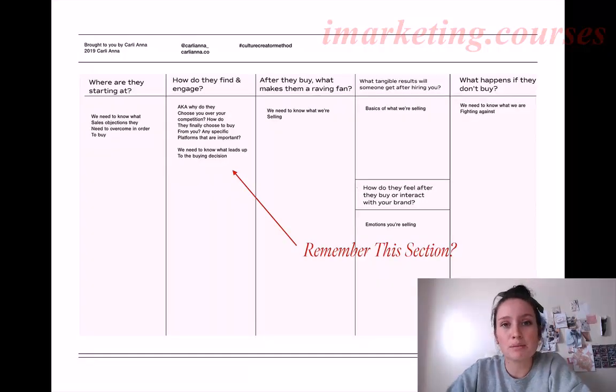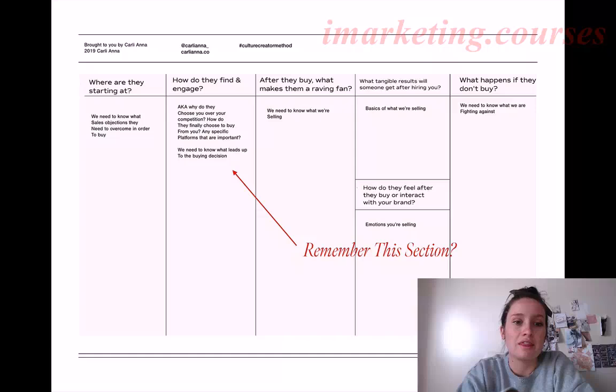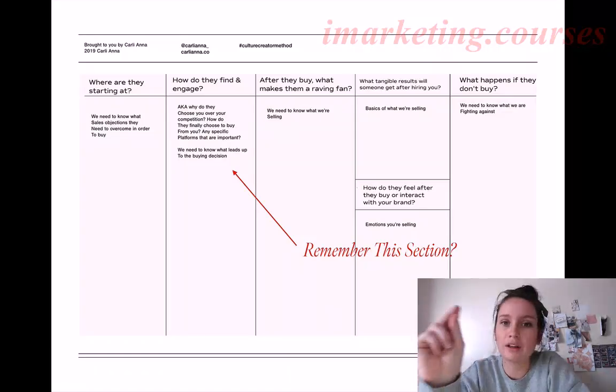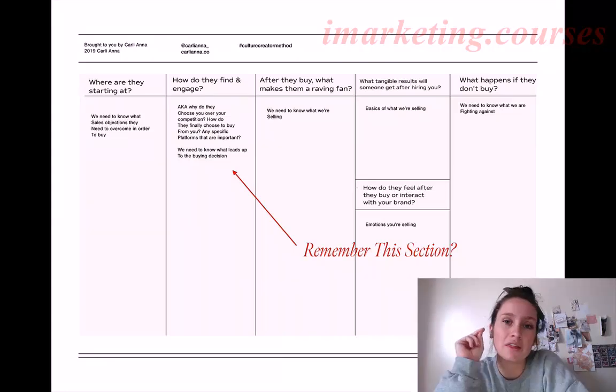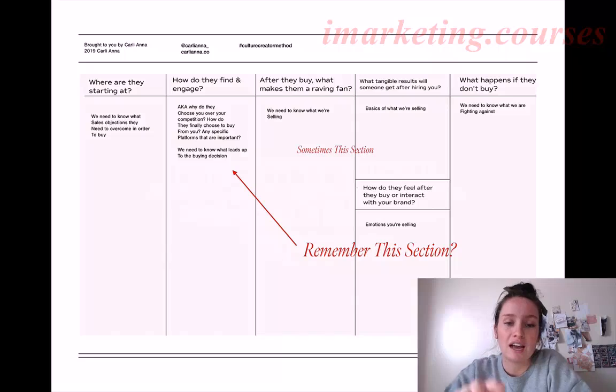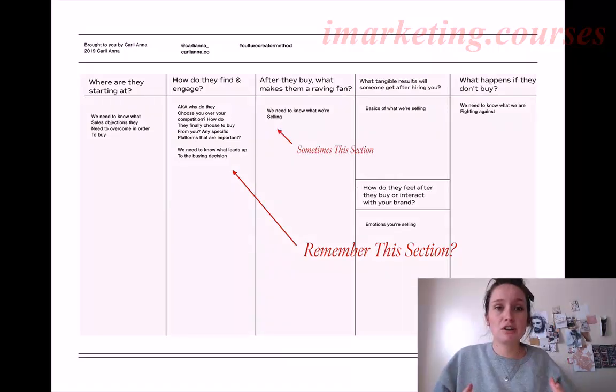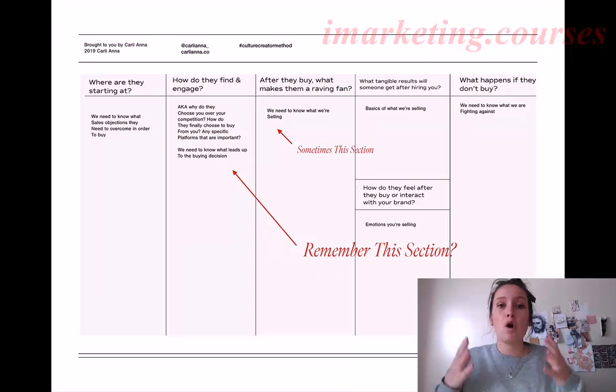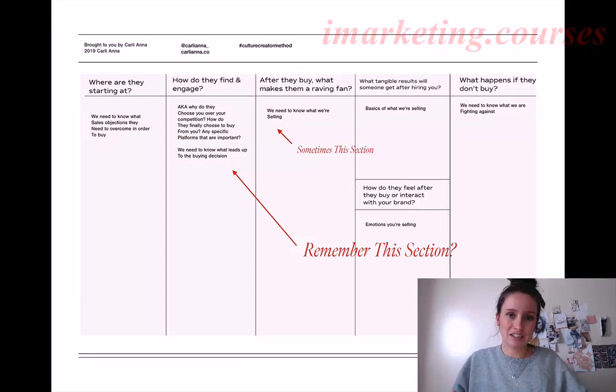Now, if you remember this part of the strategy session, the how do they find and engage with you, you're going to get some really great pieces of gold in here that you can bring in and potentially be the differentiating factor. And sometimes this section as well, what makes them a buying fan, because in this part of the strategy session, you're really talking about why is it that people hire you over others? And so you're getting lots of great ideas from your client.